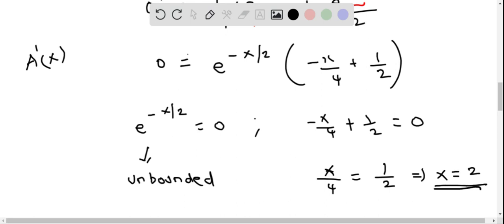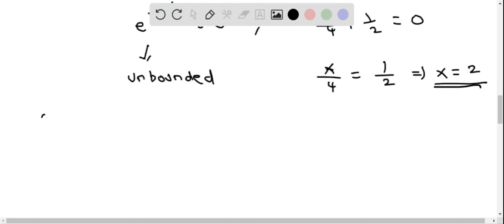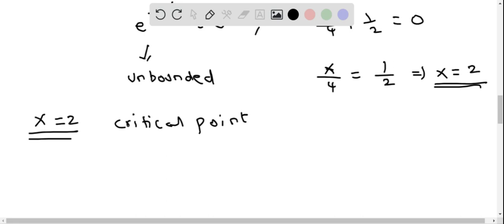So this is the only critical point that we get for the area function. So we have x equal to 2 as the critical point. This means either the area is maximum at this point, or it could be minimum at this point. So at this point of time, we are not yet sure whether this gives a maximum area or minimum area. Let's find the corresponding area when x equals 2.